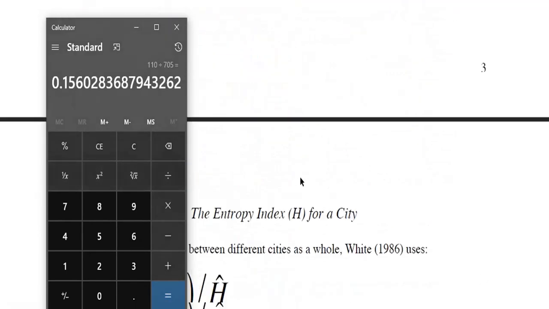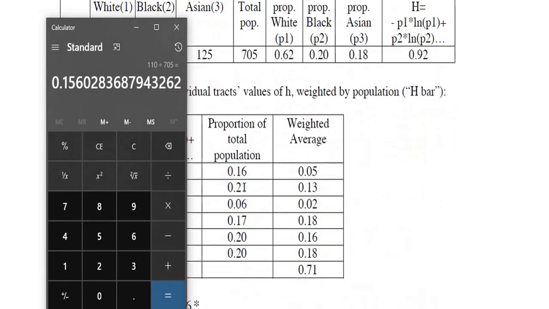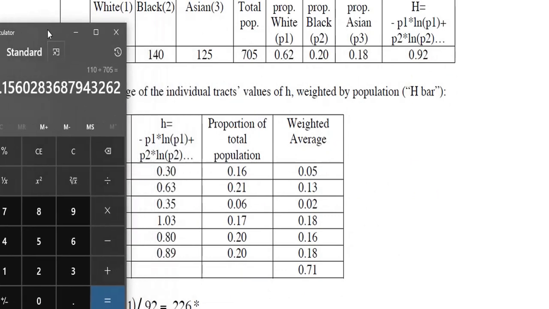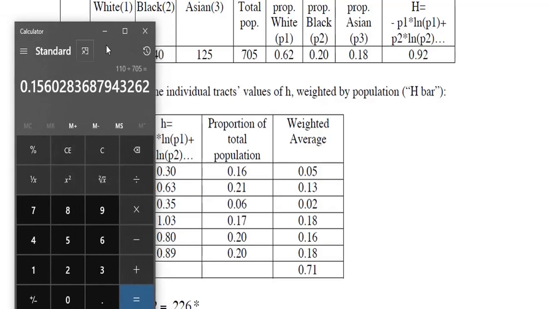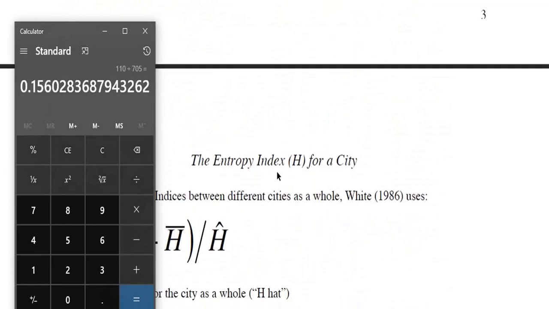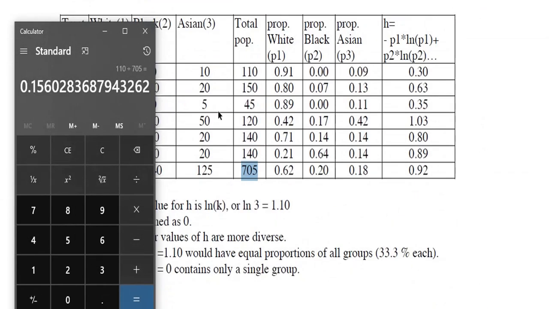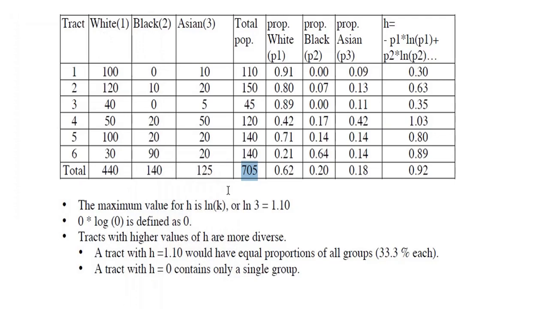This is the same thing, so 0.156 or 16 percent. Next, just look at the next number for tract 2, which is 0.21: 150 divided by 705. Now you will get 0.21. This way we will get the proportion of population.